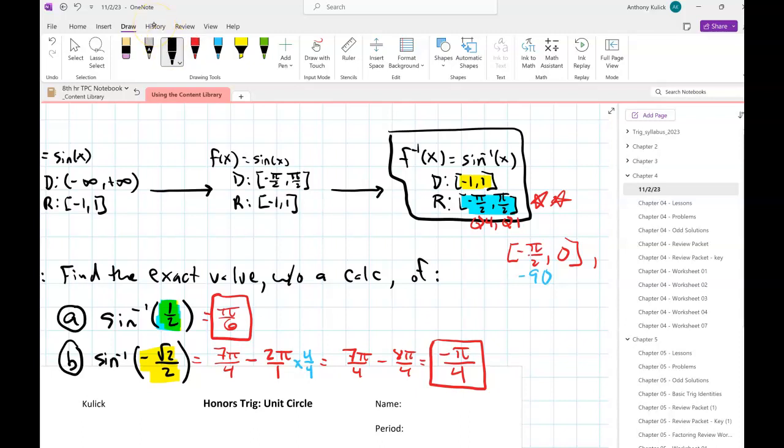All right. Now, so far, when we've talked about trig functions, how many trig functions have we talked about? 6 is correct. Sine, cosine, tangent, cosecant, secant, cotangent. That's our 6. We've done sine inverse, right? Let's talk about cosine inverse and tangent inverse.